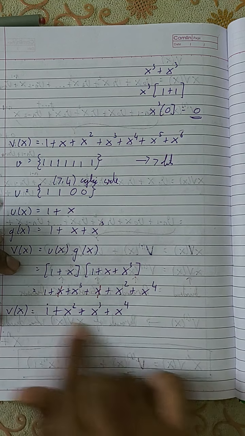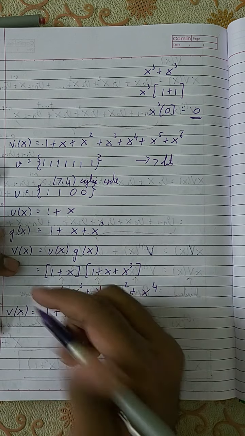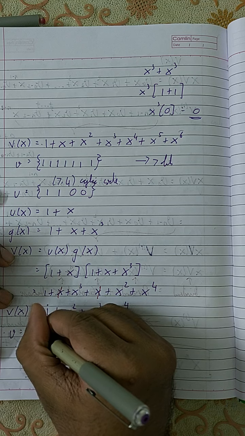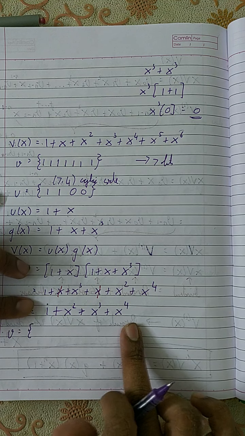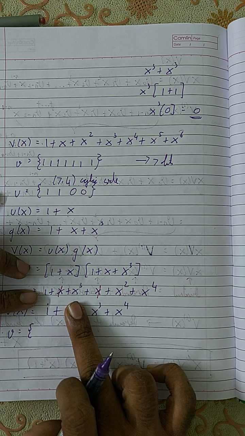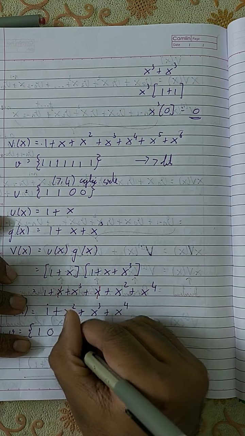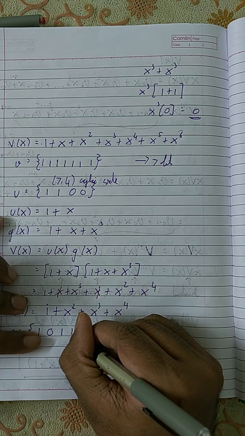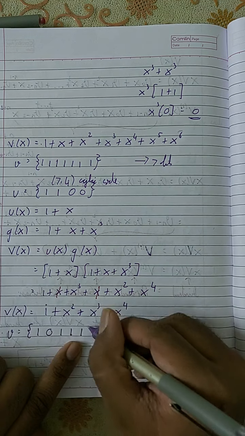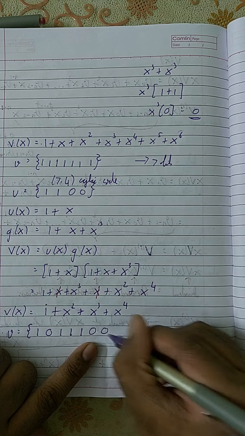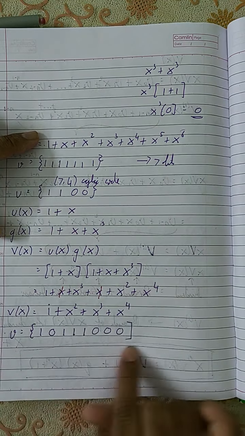But how do you express it? Do not make that mistake. How do you express the code word of this? The code word is always 7 bits. So if you see this over here, the code word can only be represented as 1, 0, 1, and then positions 0, 1, 2, 3, 4, 5, 6, 7. This is the code word of v of x.